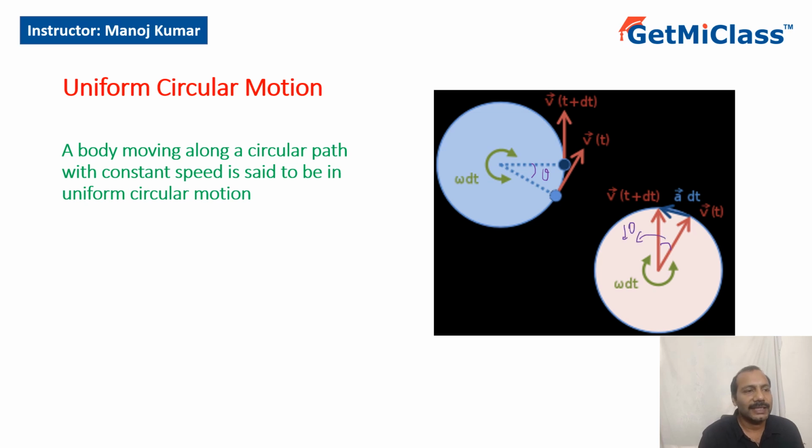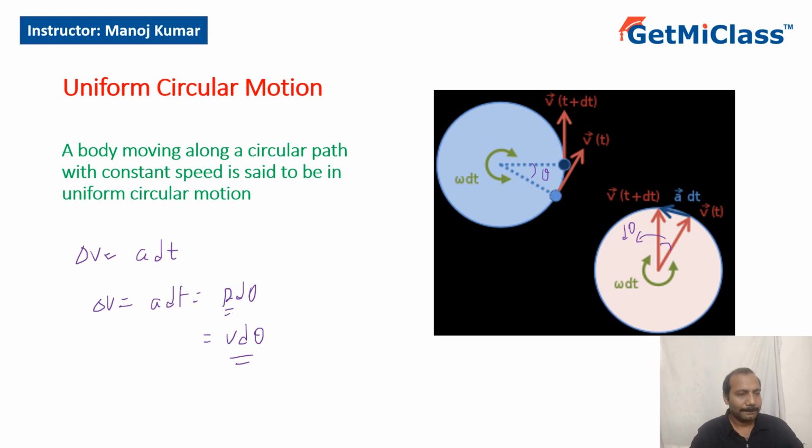Then I can say change in velocity delta v equal to how much? a dt, that is acceleration into small time. Now what is the angle that it is making? From this I can write delta v is equal to a dt. From the figure I can write this to be equal to R d theta. Now what is R? R is equal to v, so I can write it as v into d theta, where v is velocity and d theta is small change in angle.